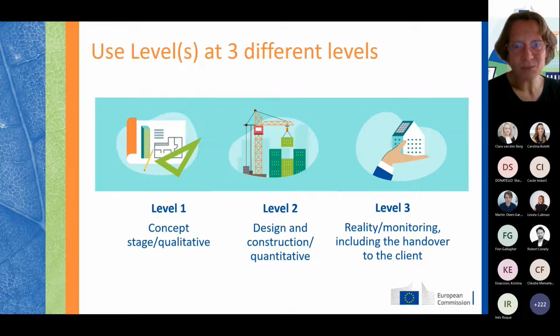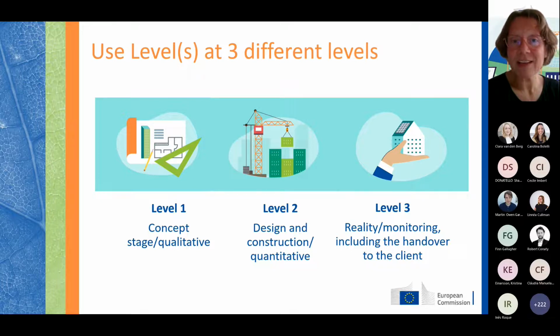These Levels indicators, whether it's 1.2 or other indicators, can be used at three different levels. So at the first level, one uses the indicator at a concept stage in a qualitative way. So it's there basically to steer or guide the conversation between the client, the investor, and the design team to make sure what to focus on in terms of sustainability performance for this particular building project. And then at the second level, this is at the design and construction stage, one uses the indicators in a quantitative way. So that's when the calculation starts.